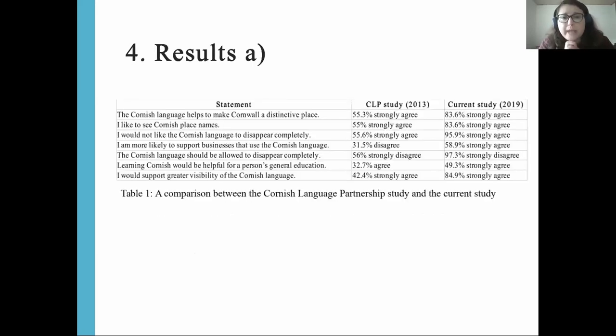So for part A, you can see in this chart that I selected all of the statements that were worded exactly the same in both studies. In the middle, you can see the Cornish Language Partnership study from 2013. And in the end, you can see the results of my study. I also tried to adapt the results to the way that they presented them to ensure maximum comparability, even though it is still limited. Most of all, because their study had 151 respondents and mine only had 73. So we'll have to account for that, of course, which makes for a very limited kind of comparison.